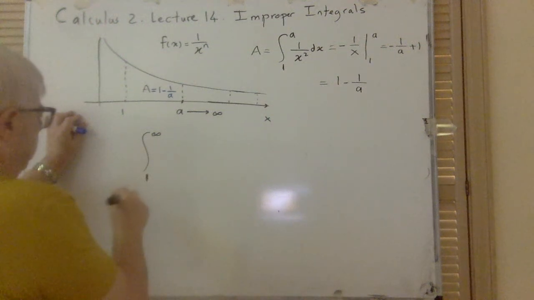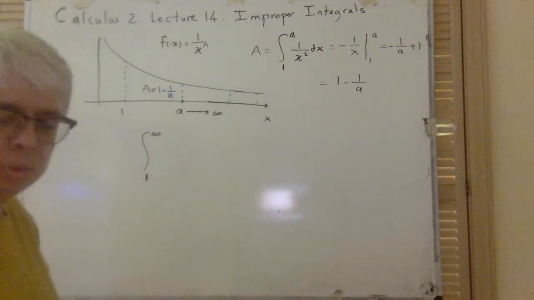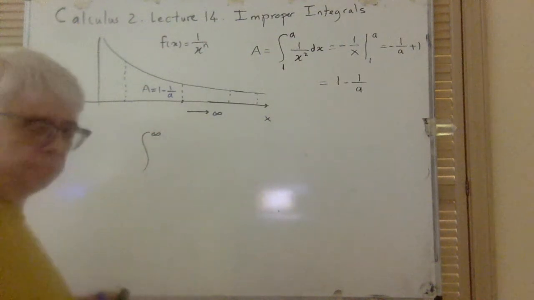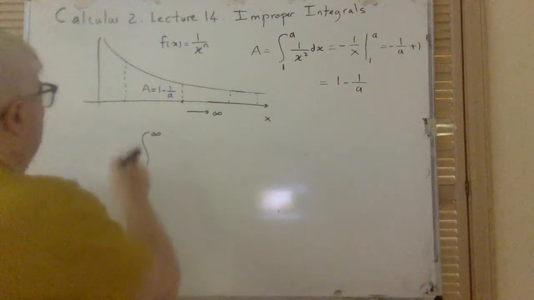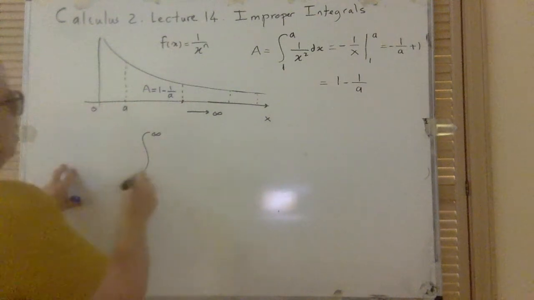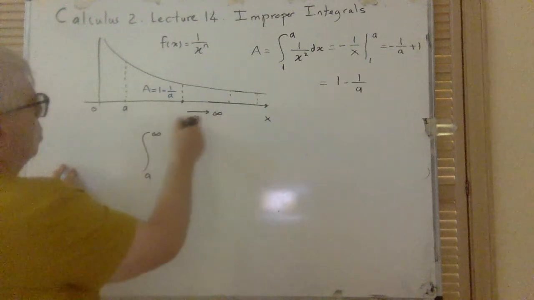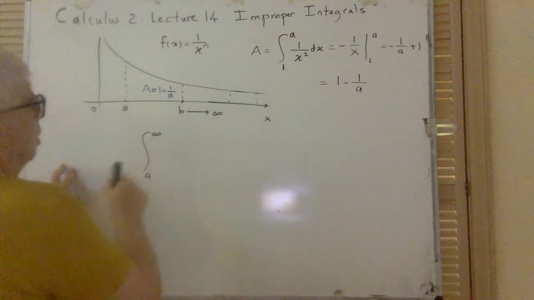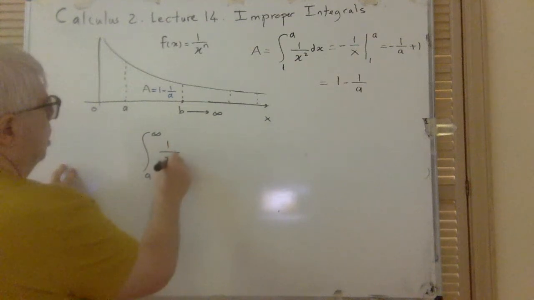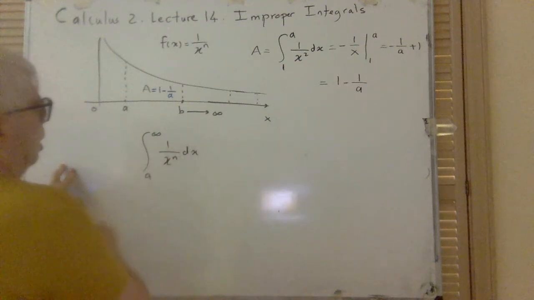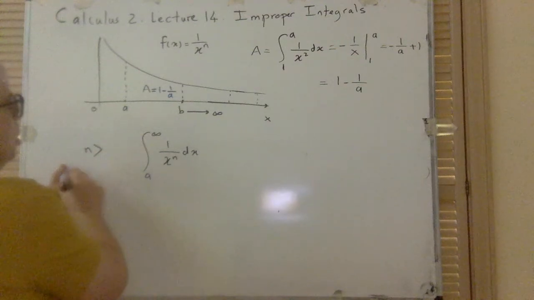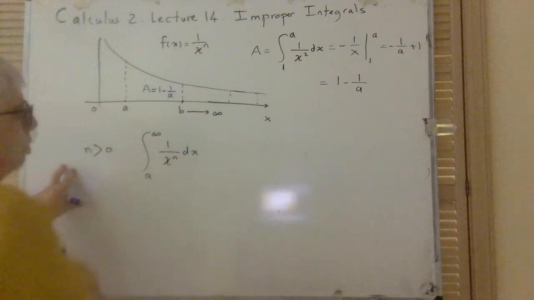So since I said it's not important, let's write a and b. The integral starts at point a, which is bigger than 0, and goes to b, and b goes to infinity. So that is the integral of 1 over x to the power n dx. And let's assume that n is bigger than 0.